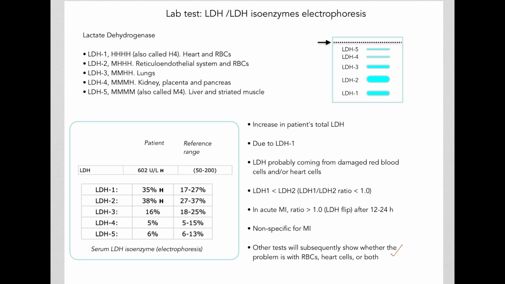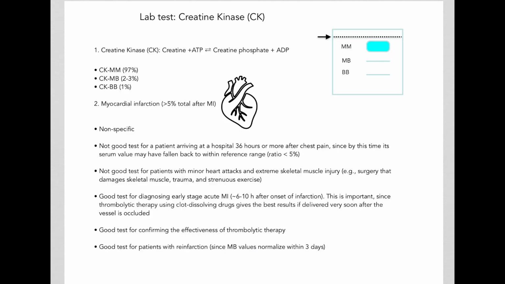So hopefully, besides LDH as well as the isoenzymes, the other tests might show exactly where the problem is in this patient, whether it's something with the red blood cells or the heart cells or both the cells are being affected. Another application of isoenzymes is creatine kinase isoenzymes.